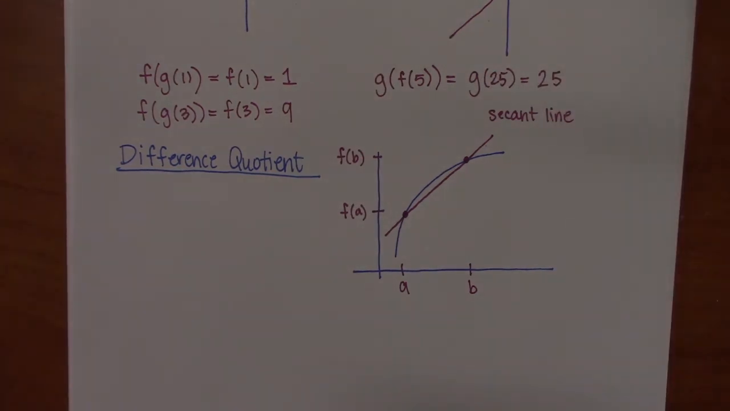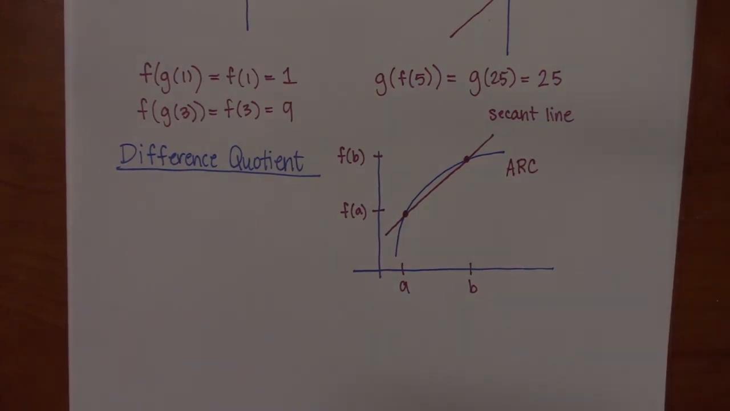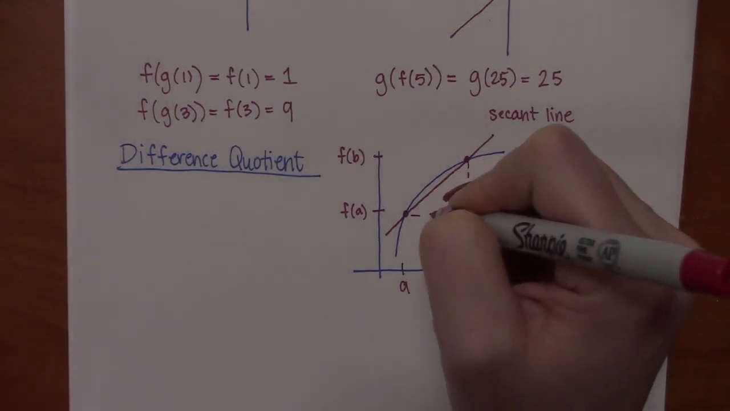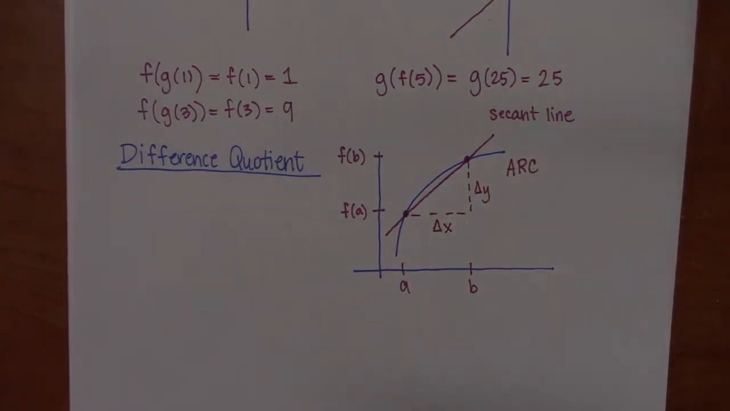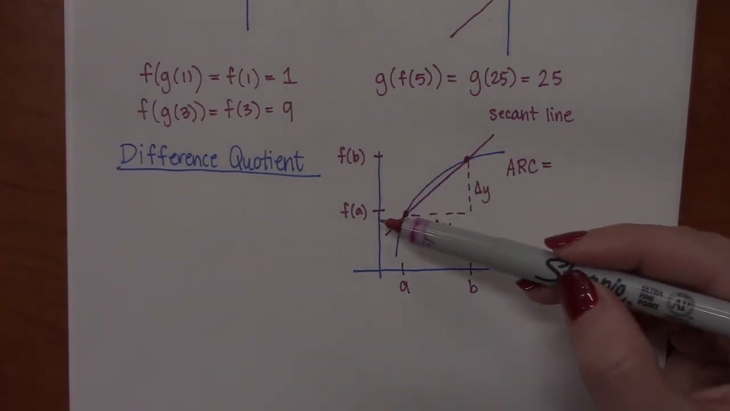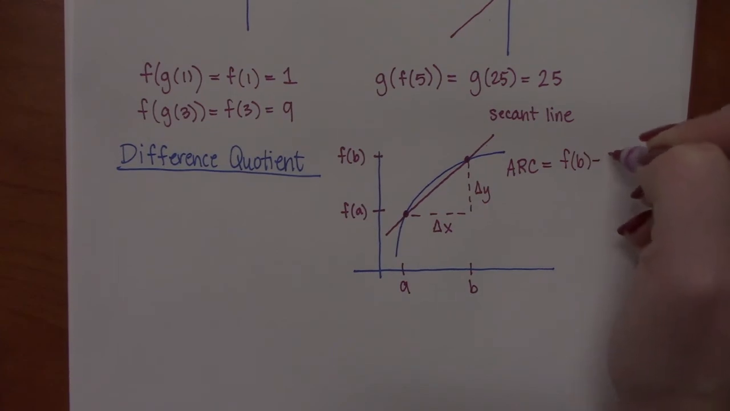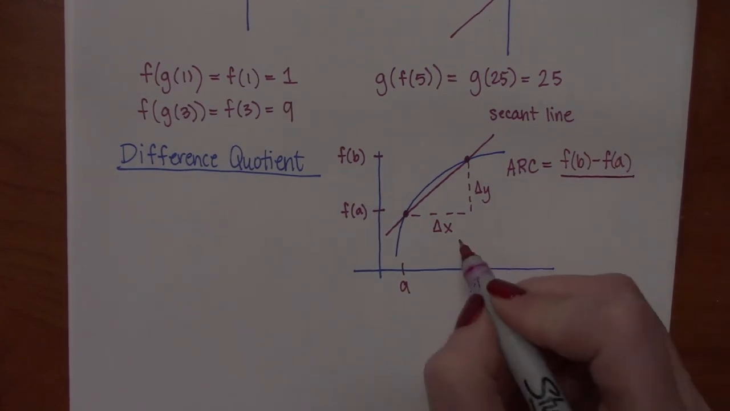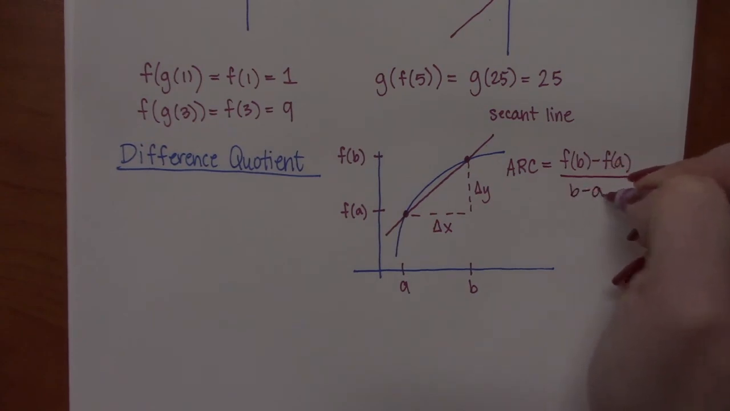So if I want to calculate the slope of this line, this is what we call the average rate of change, and I'm just going to abbreviate that with ARC. Just like we did with slopes, there's your change in y, there's your change in x. The change in y is going to be f of b minus f of a. That's going to give you the height of this triangle right here. So the numerator is f of b minus f of a. The denominator is going to be the change in the x values, so you subtract their x coordinates, and here we say b minus a.